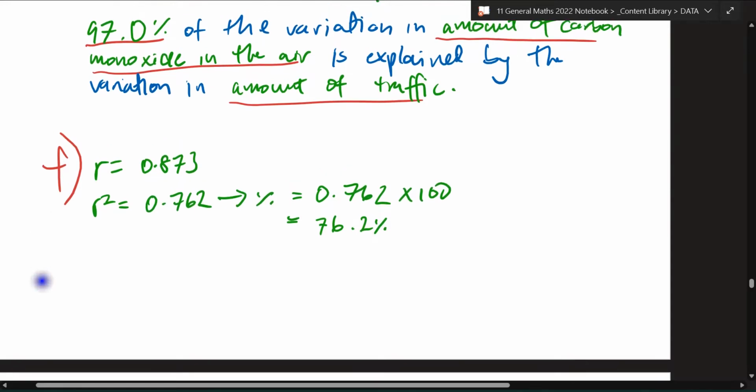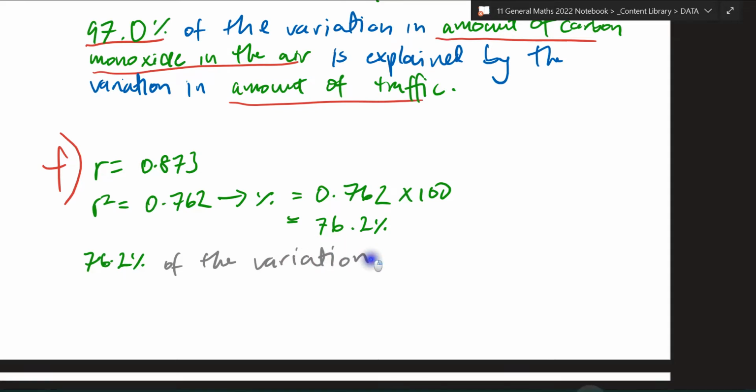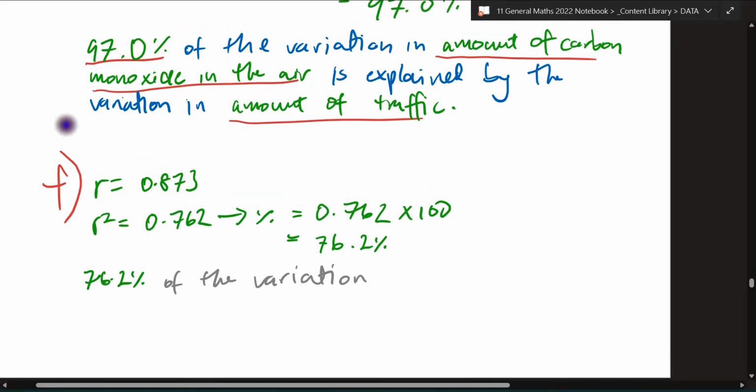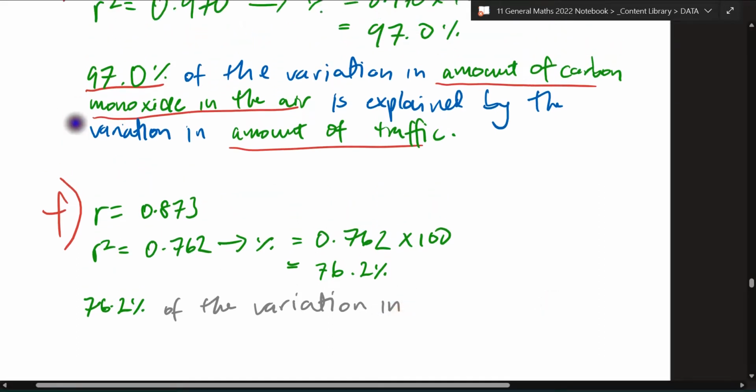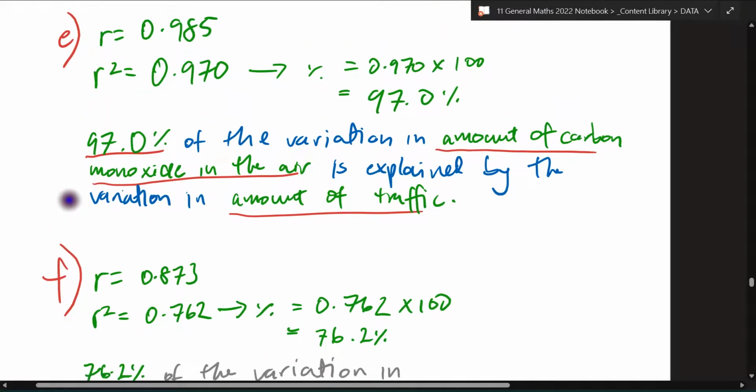Interpreting it is going to be 76.2% of the variation. If it doesn't say how many decimals or sig figs to round to, would you round to 2 decimals or 3 sig figs? I would go with 3 sig figs, because that's normally what I've seen in most SACs and CFATs before, in Year 12 at least, just to be safe. And then write down your EV and your RV.